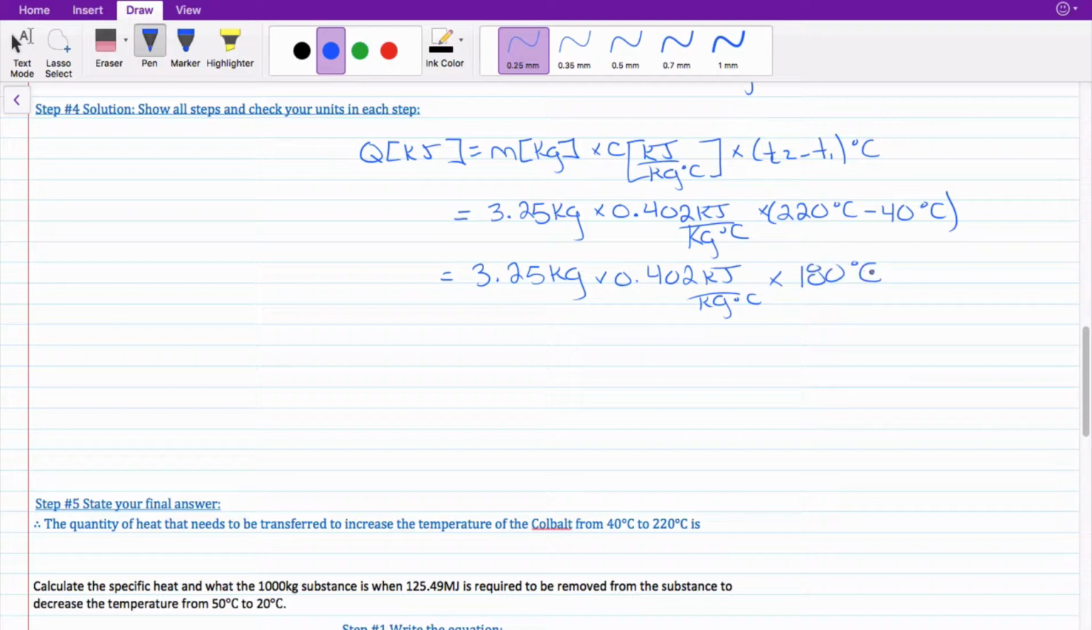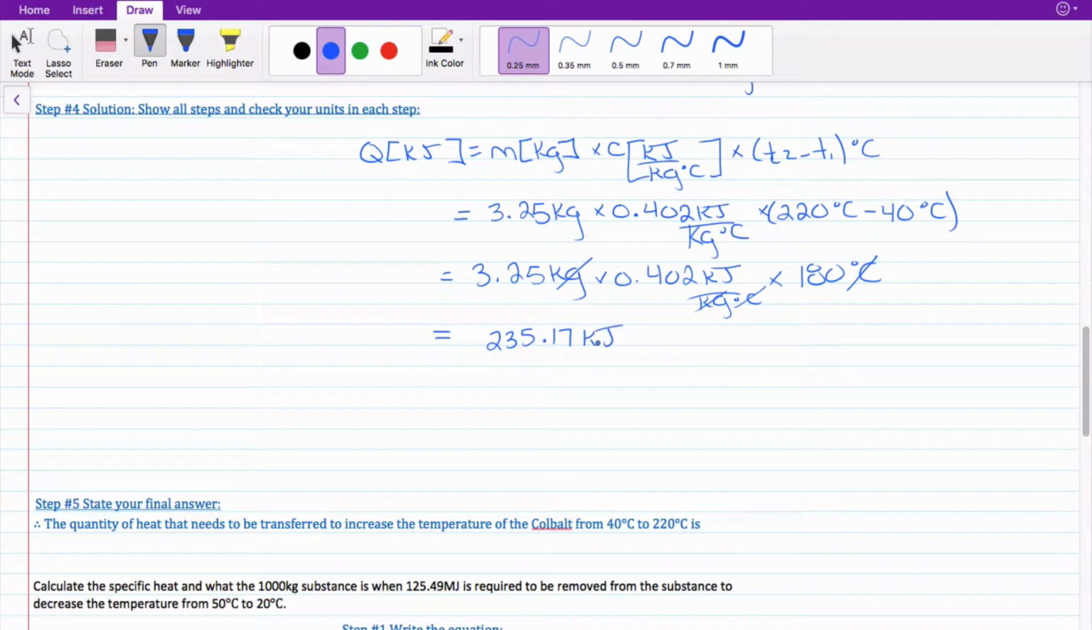So if we cancel out the units between the numerator and denominator, you can cancel out your Celsius, you can cancel out your kilograms. And if you multiply all these together, so 3.25 times 0.402 times 180, that's 235.17 kilojoules.